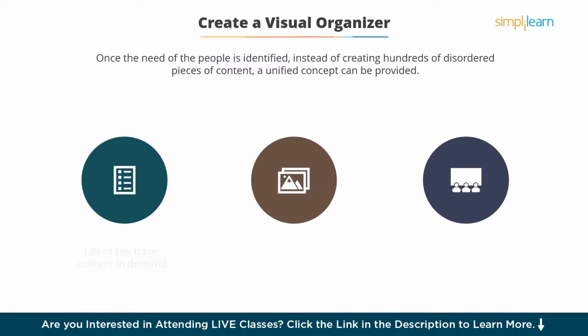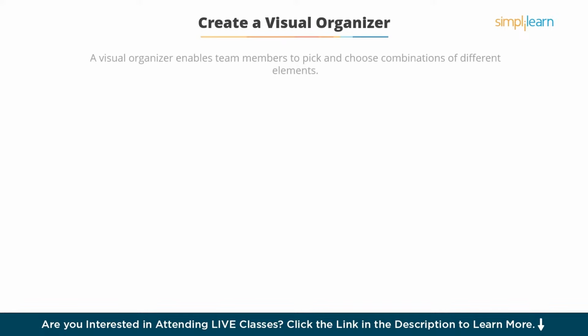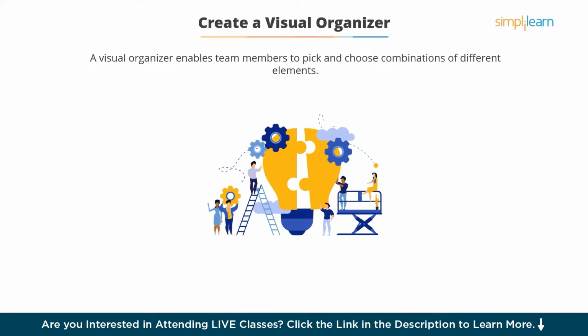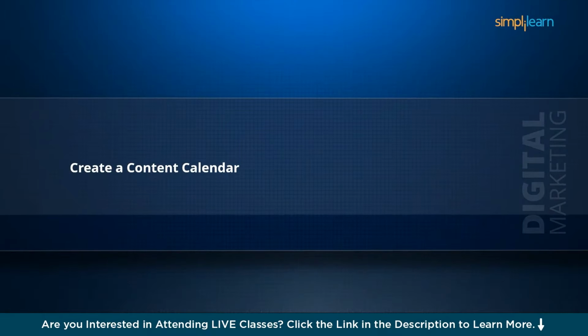On the left, we listed the key travel content in demand. On the right was the theme of how the content would be presented in our company voice. In this case, the company would publish the content as an authoritative guide with locally sourced knowledge and advice. In the center column are all of our media options available to present the information to people. Rather than thinking as a single channel, this visual organizer enabled team members to pick and choose combinations of content, presentation, and theme. However, all content would build as part of a central theme, the vacation guide. Each content piece would contribute to that larger content asset, which could then be reused and repurposed to market the company.